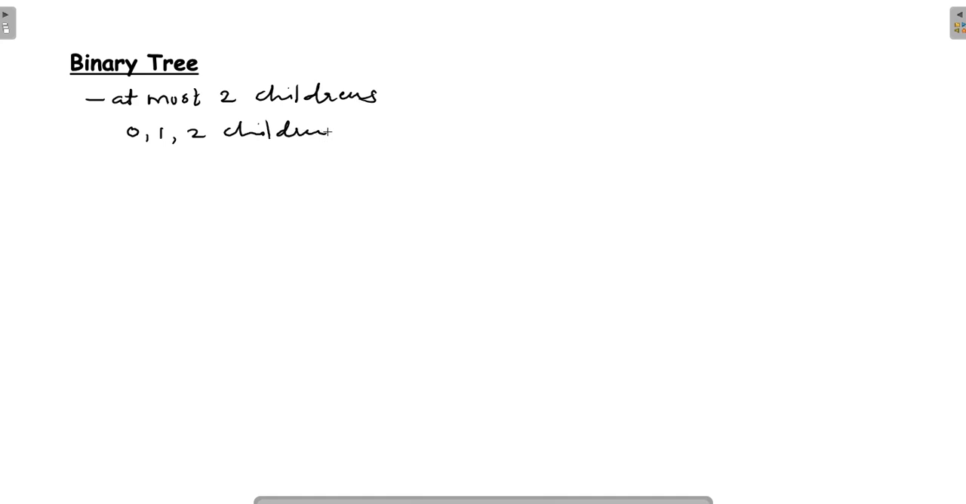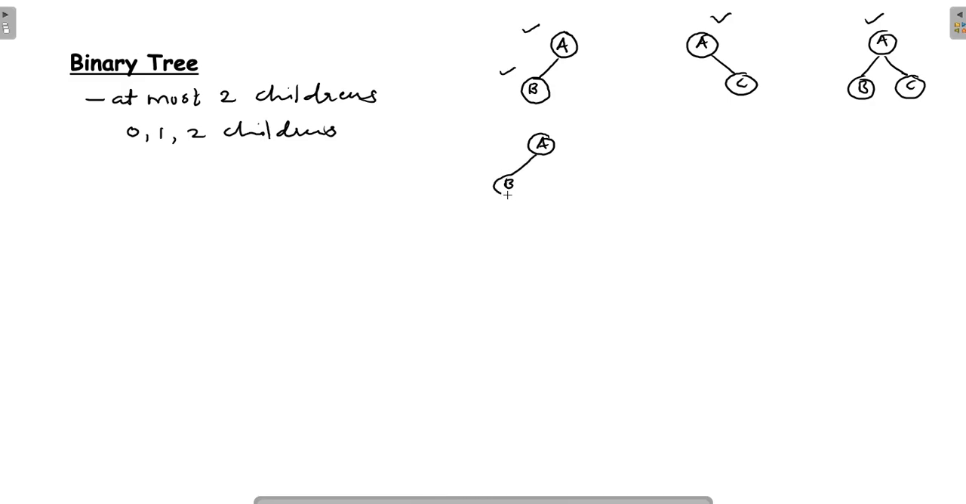That is allowed. Let's take an example, the root node A. Suppose root node A does not have any children, it is a binary tree. If it has only one child, on the left, it is also a binary tree. Suppose root node A has only one child on the right-hand side, then it is also a binary tree. Suppose a node has two children, left as well as right, then also it is a binary tree.